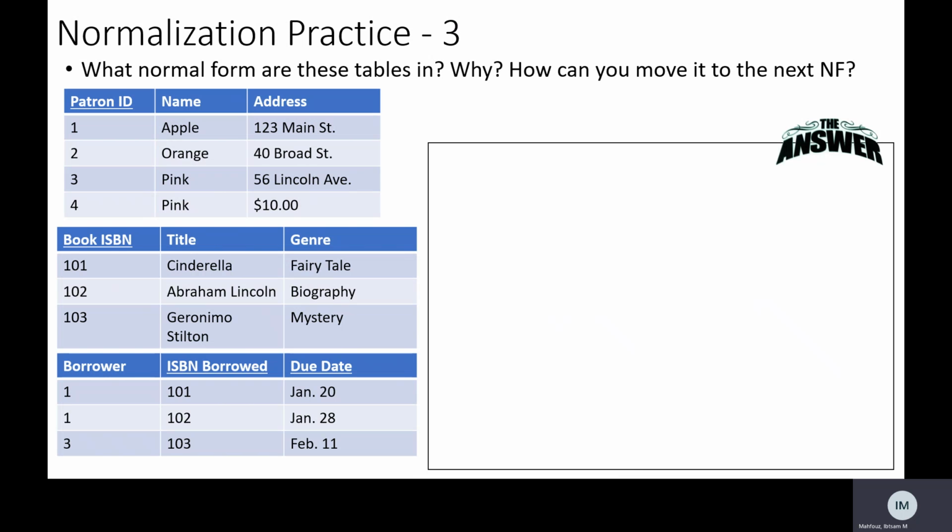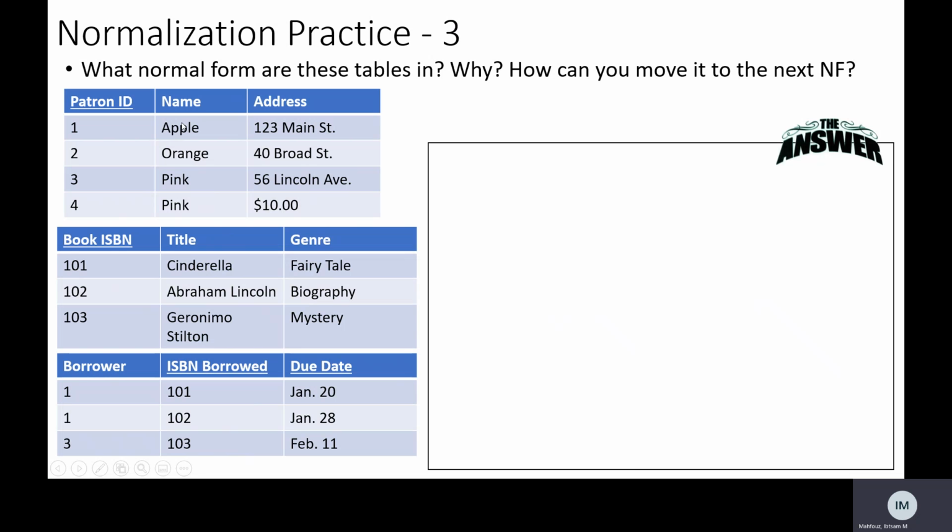Okay, let's look at these tables and see how we can move them to the next normal form. So the first thing is asking ourselves, what normal form are they in? Do I have any cells that are non-atomic? And the answer is no. Do I have any repeating groups? Any groups that look like they are repeating? No. So these tables are in first normal form.